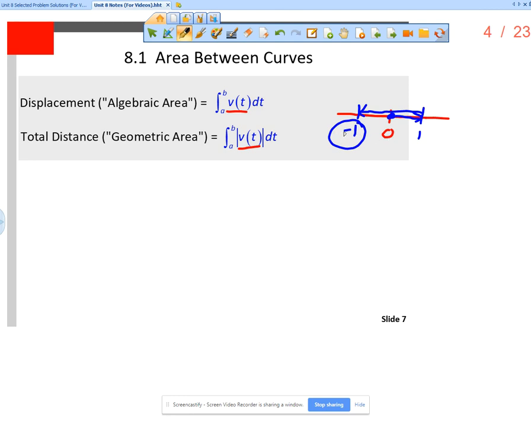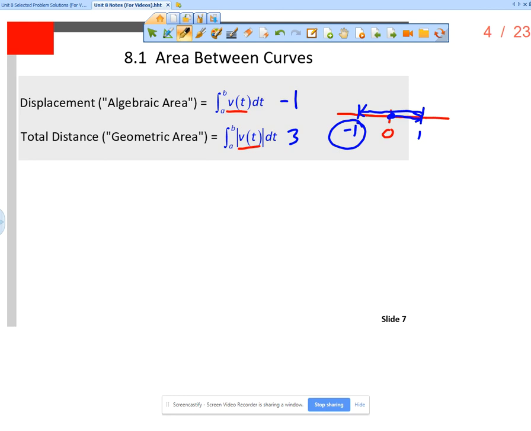I am 1 unit to the left of my original location. All right, now, that would be displacement. But total distance, what is the total distance that I've traveled? Well, I traveled 1 unit to the right and 2 units to the left, so my total distance traveled would be 3. So my displacement here is -1, and my total distance is 3.